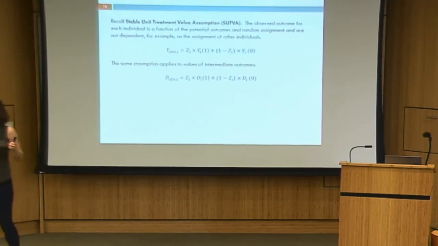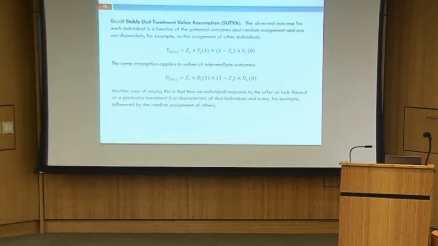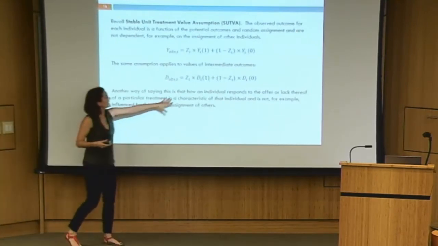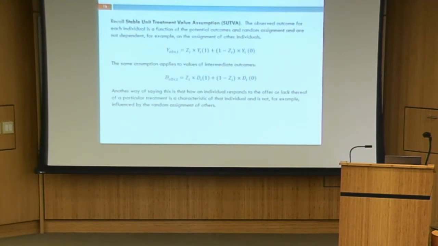So that says that if you're thinking about, for example, some school level intervention, how you assign my best friend has no bearing on what I'm going to do and has no bearing on what my eventual outcomes are going to be. Another way of saying this is that how an individual responds to the offer or lack thereof of a particular treatment is a characteristic of the individual, and it's not influenced by the randomization of others.